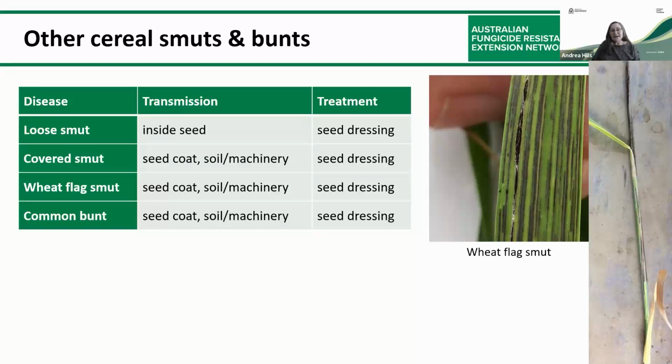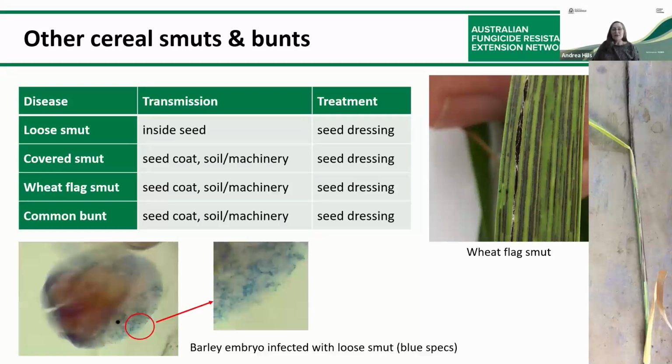In any case, the takeaway from this table is that the transmission of loose smut is different. It's inside the seed, but the others are external. They're carried on the seed coat, or they stay in the soil and infect grain there, or it's carried on contaminated machinery. In terms of being transmitted internally, down the bottom, the little photo that's popped up is a barley embryo from a barley grain. And what we've done is stained it so that these blue bits, you can actually see the smut that's inside the embryo. That's just sitting there dormant, ready to go, unless you've got a seed dressing for the seed to take up and stop that smut invading the juvenile growing point.